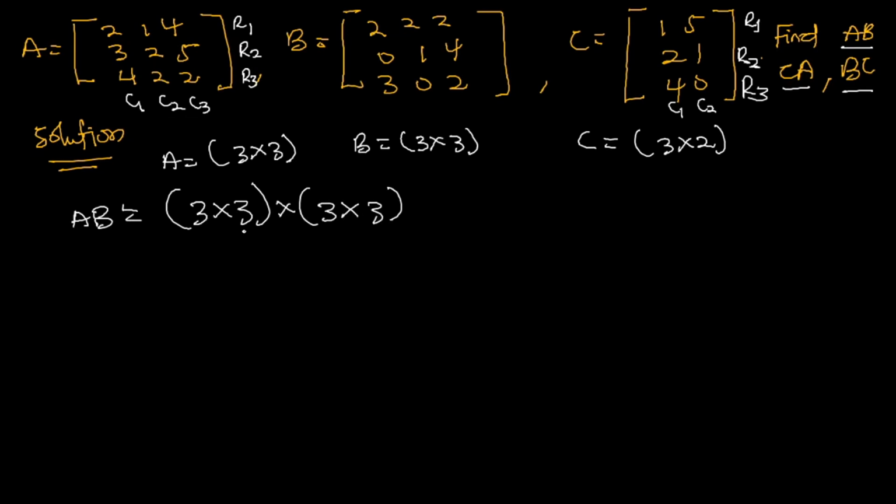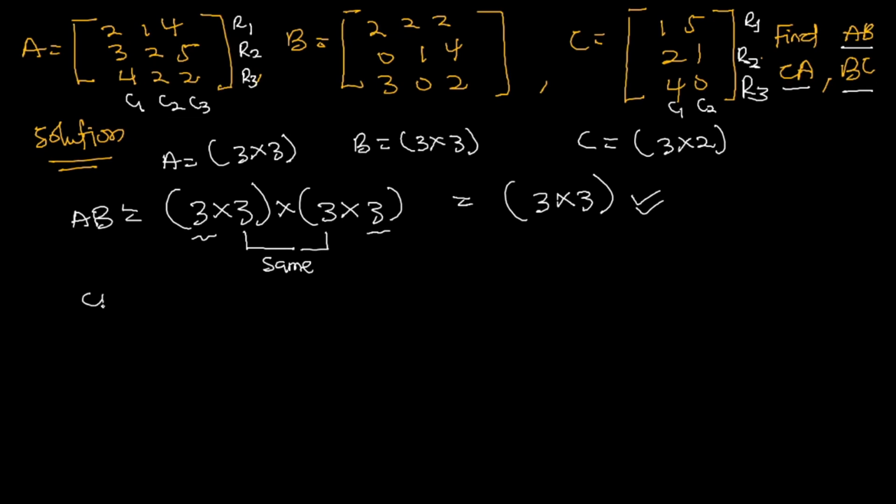So because these two are the same, it means we can multiply matrix A and B. We are supposed to get this multiplied by this as our final result. So we can get what? A 3 by 3 matrix. So we can multiply A and B.